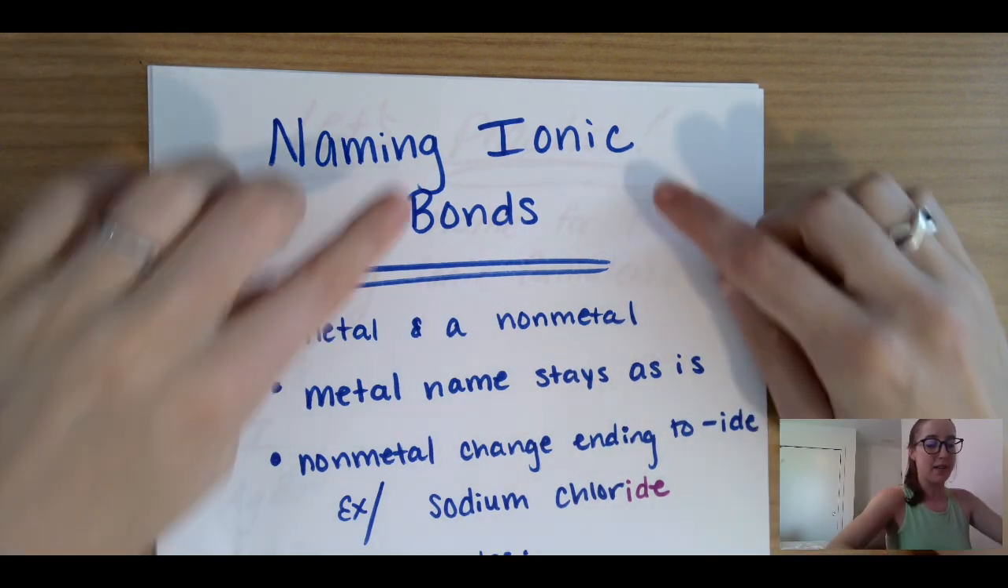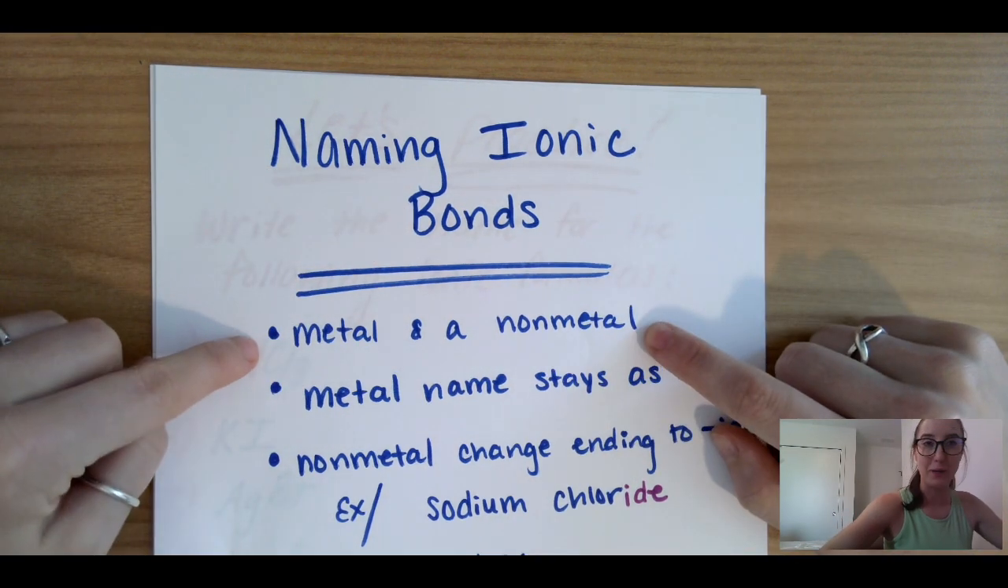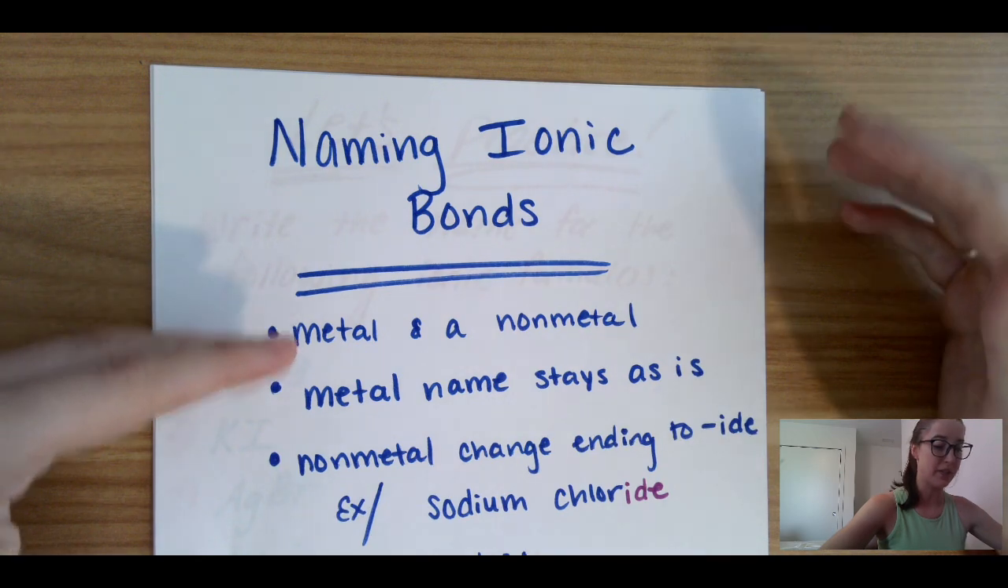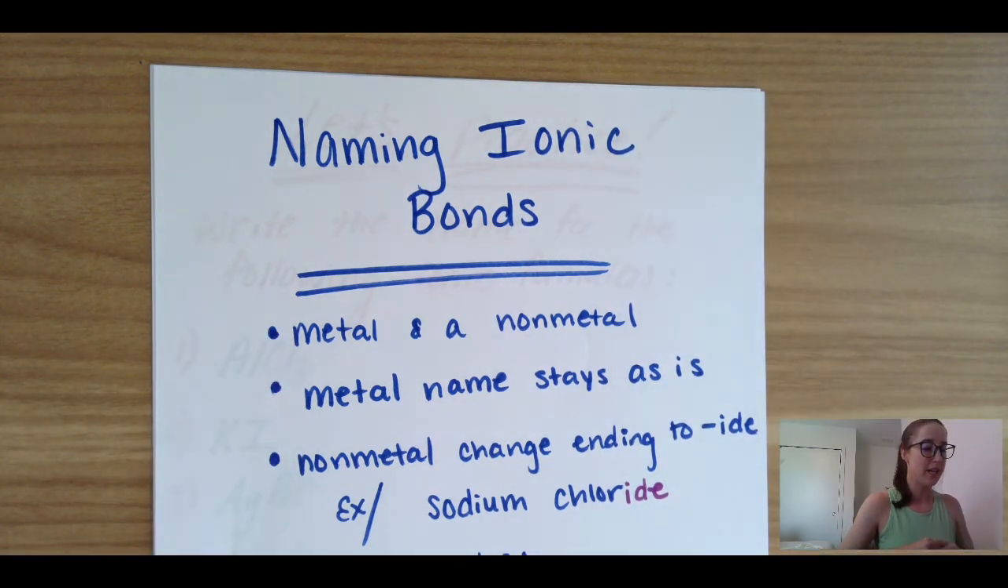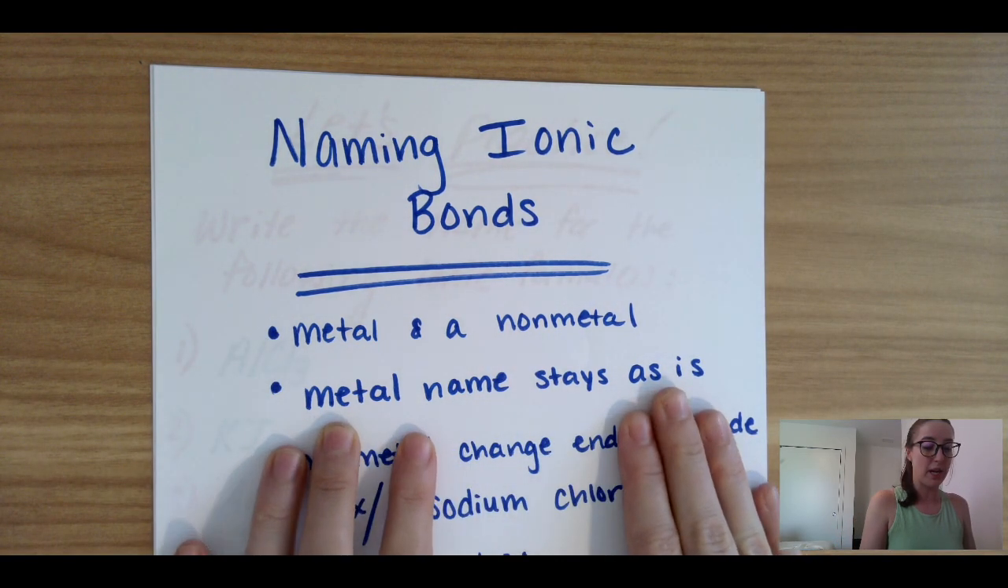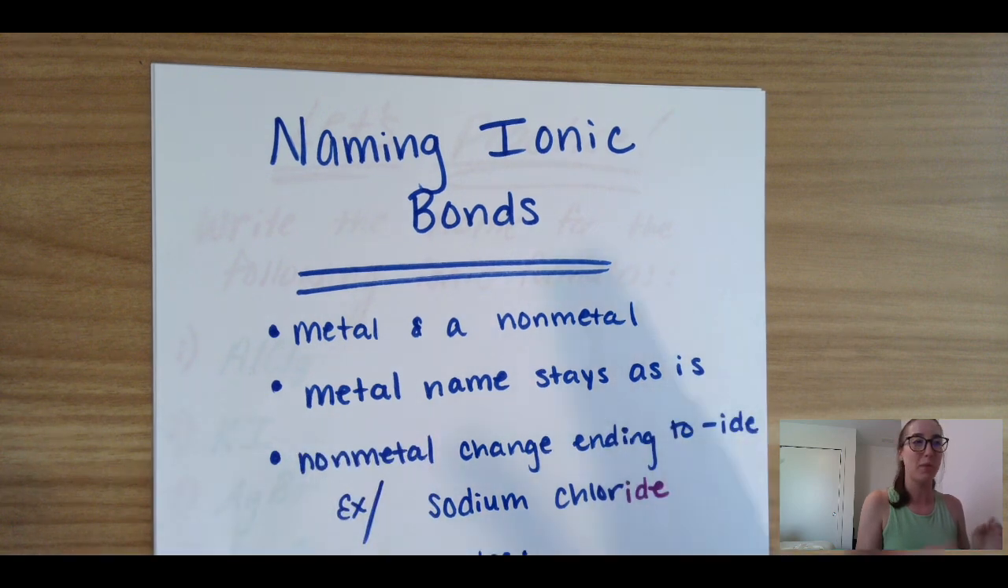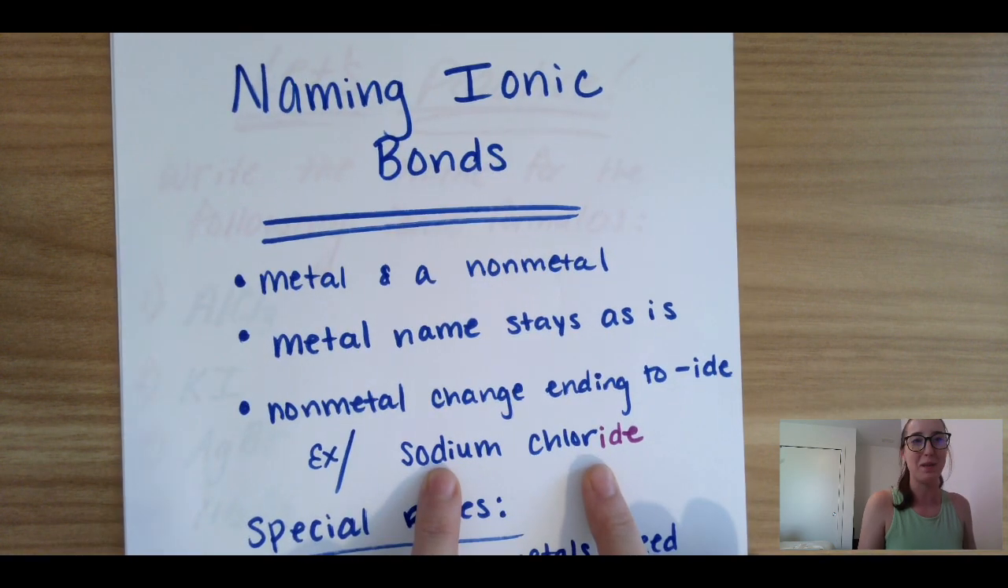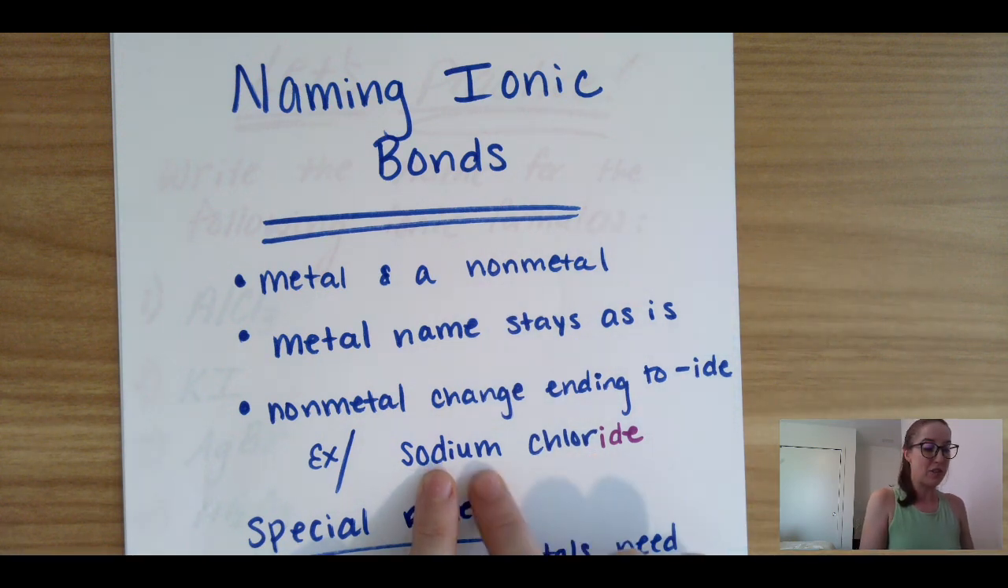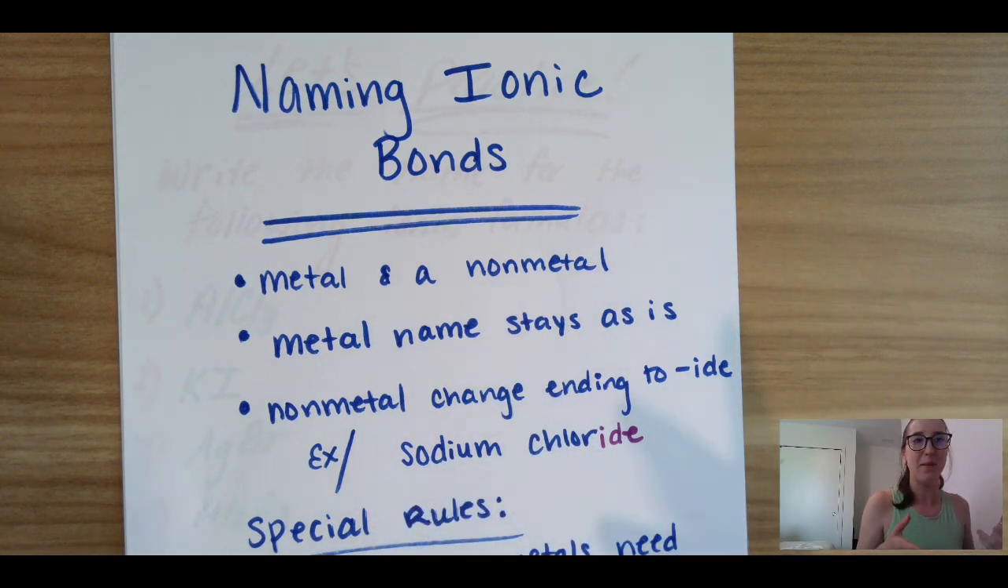So ionic bonds are between a metal and a nonmetal. The metal, again, is always listed first, and then the nonmetal is listed second. The metal name, when you go to name these, stays as is. So, for example, we all know sodium chloride, something that we eat every single day. We know it as table salt. Sodium is the name of sodium on the periodic table. Nothing changed about that, okay? So the metal name stays as is.